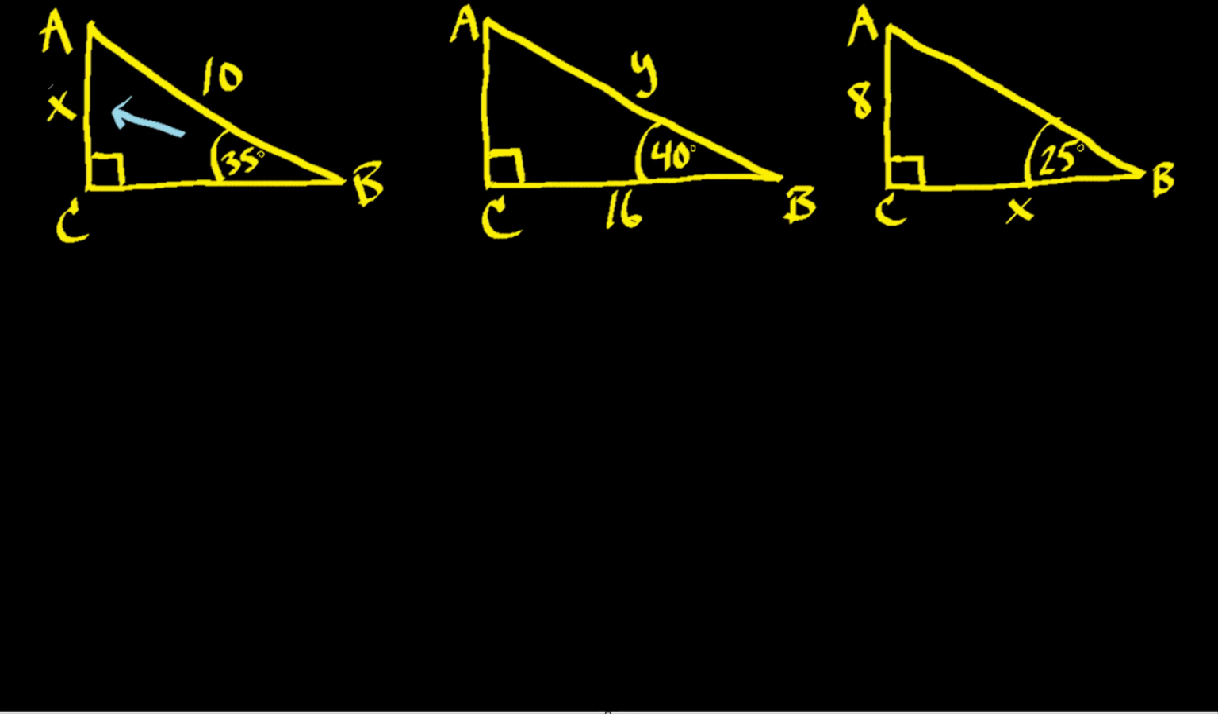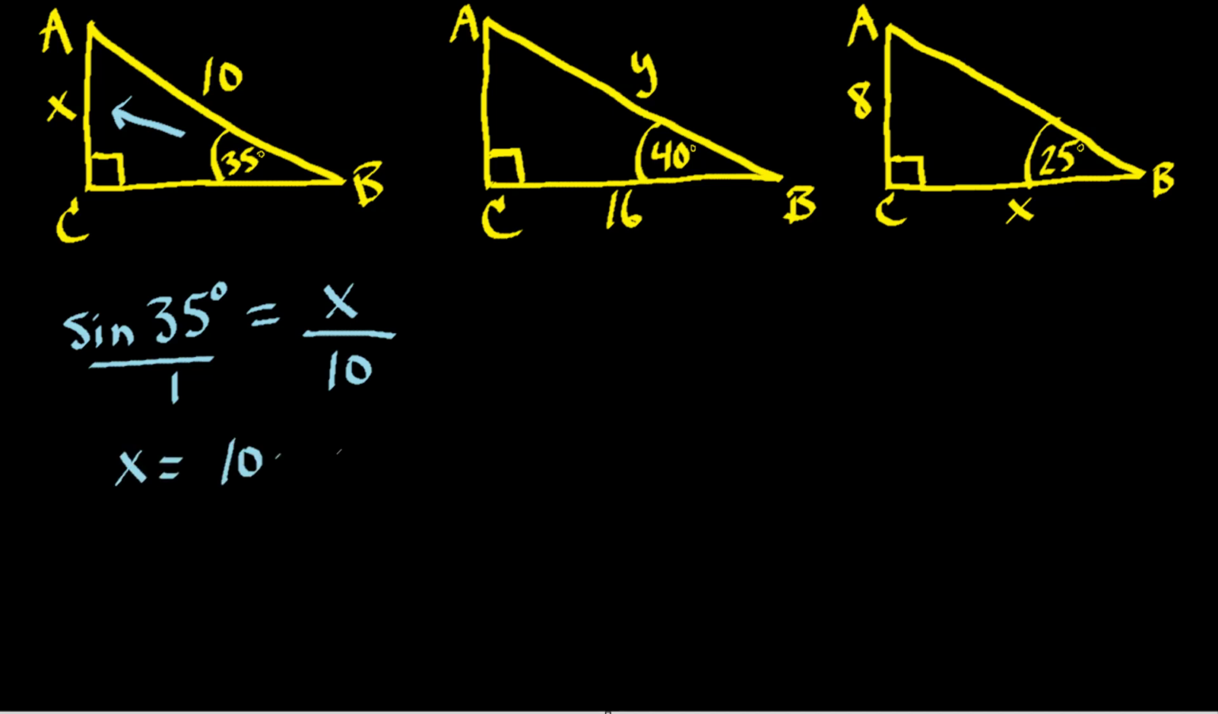So if you said the sine function, you are correct. We should set up sine of 35 degrees equals the opposite side of that angle divided by the hypotenuse. Now we can cross multiply here and get x alone, and x equals 10 times sine of 35 degrees. And when you put that into a calculator, you should come up with 5.7 if you round to nearest tenths.